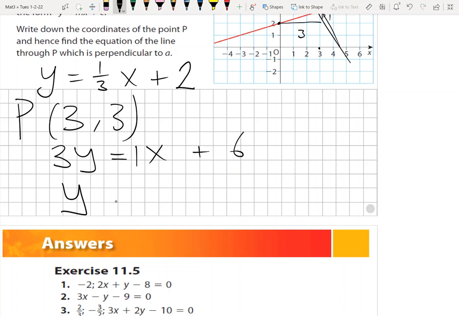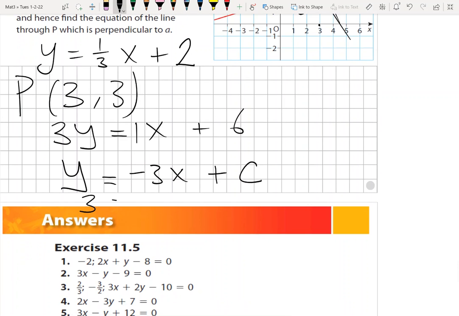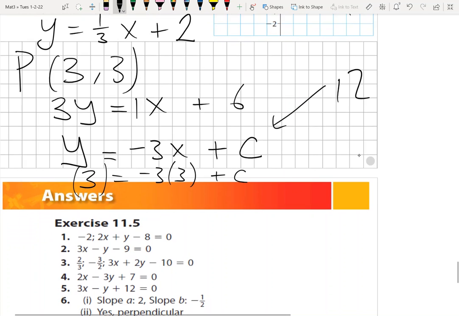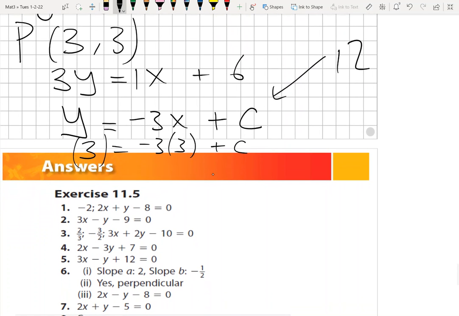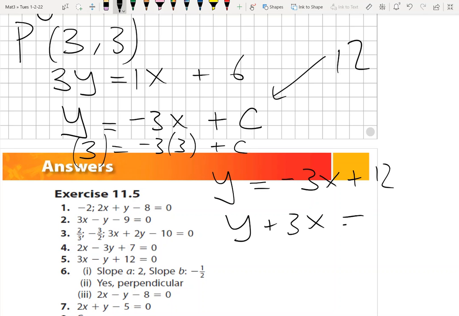1y, okay, drop it, equals minus 3x plus a constant. Subbing in 3, we get 3 equals minus 3 times 3. That's substituted technically. And we have c here. Bring the 9 back on the 3 is 12. C is 12. Now you have y equals minus 3x plus 12. Y plus 3x equals 12.